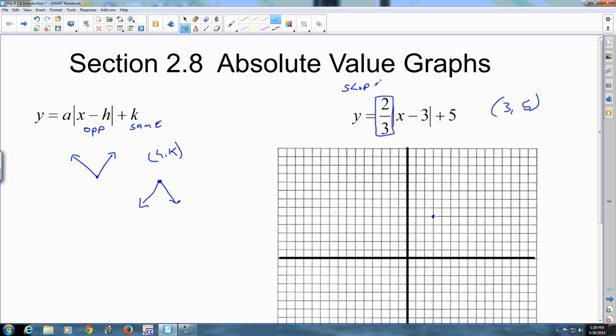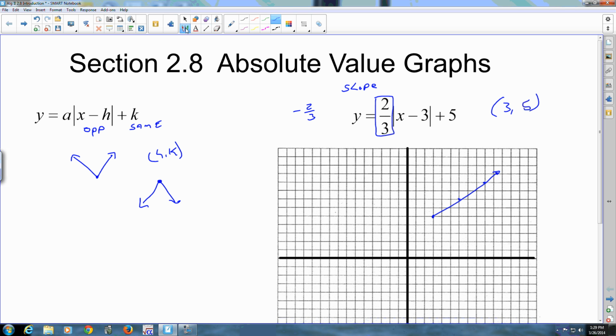Now, I'll explain a little more as we go. It's not the whole picture, it's not everything, it's a part of it. From this point then, go up 2 over 3. Up 2 over 3. This is going to be the right half of the graph. To get the left half, go negative 2/3.